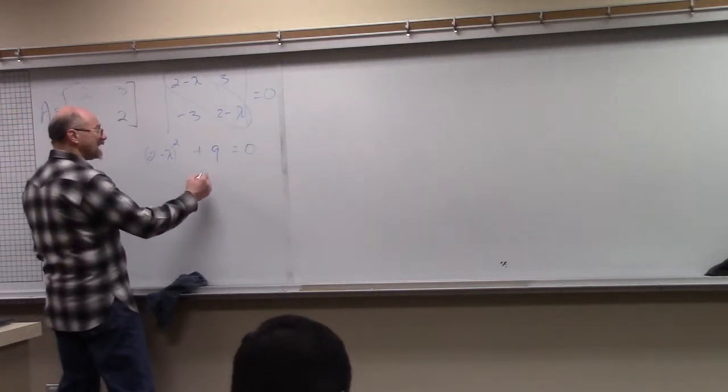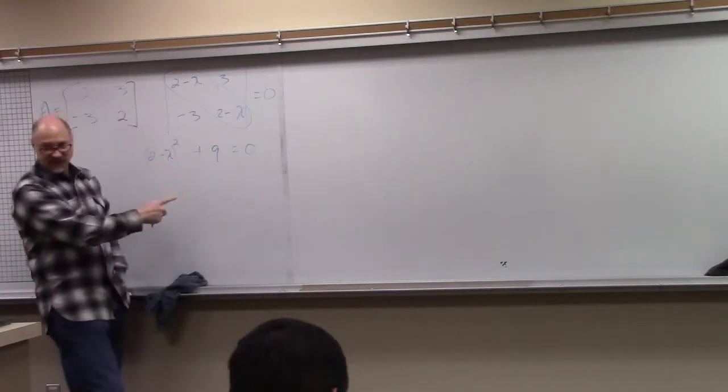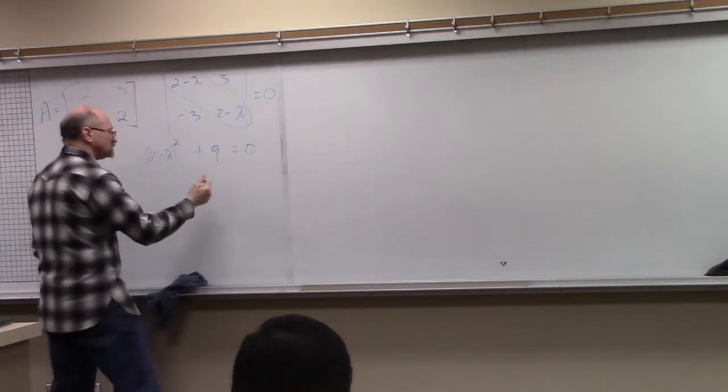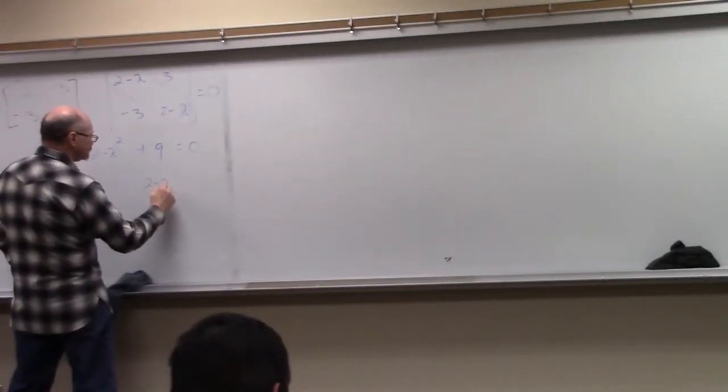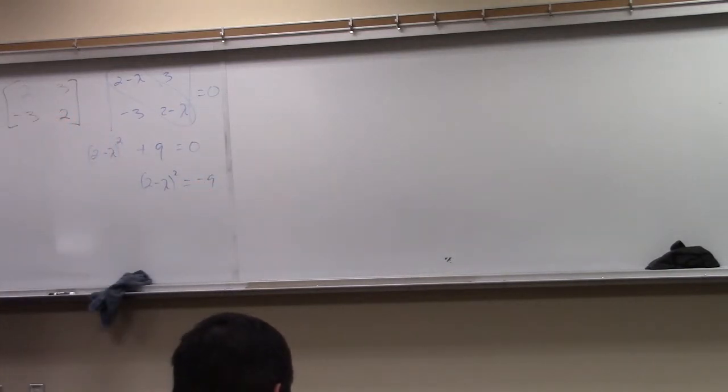You're going to subtract 9 from both sides, aren't you? I guess you could expand this and then use the quadratic formula if you wanted, but it's quick to subtract 9 and then use the square root. 2 minus lambda squared equals what? Negative 9. So what are we going to get here, Mariella?